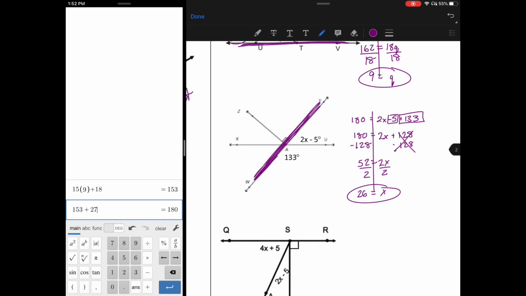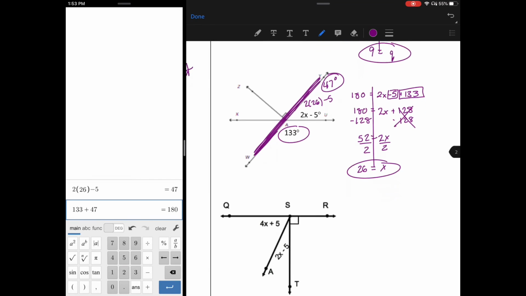And then we plug it in. So we plug in our x value. Then we go over to Desmos and we do 2 times 26 minus 5 is 47 degrees. So that and 133 should add up, oops, I put 27 instead of 47, should add up to 180, which it does, so we know that we're correct.